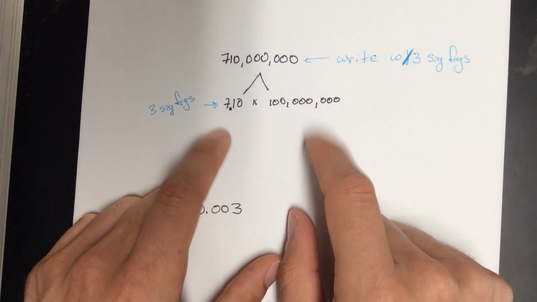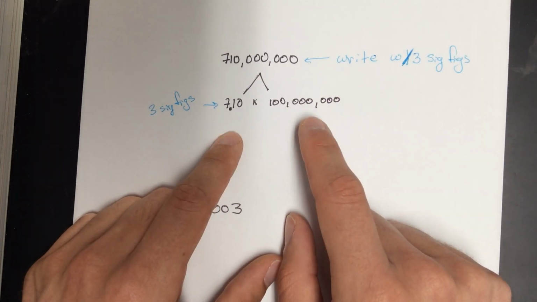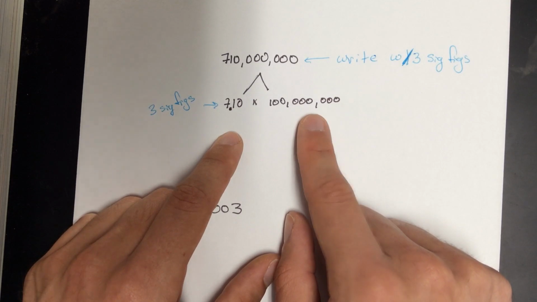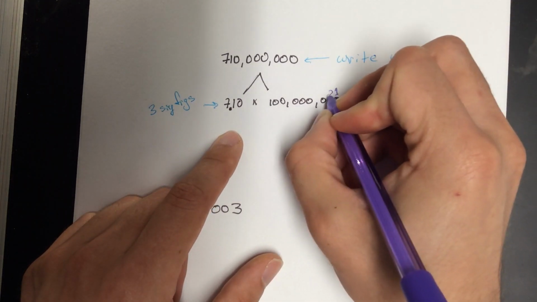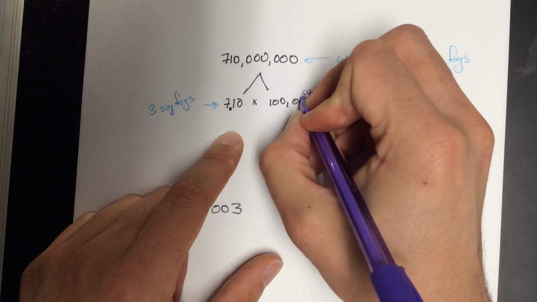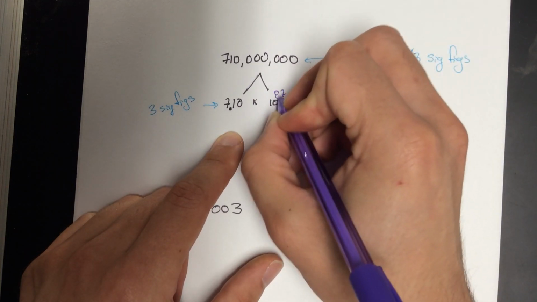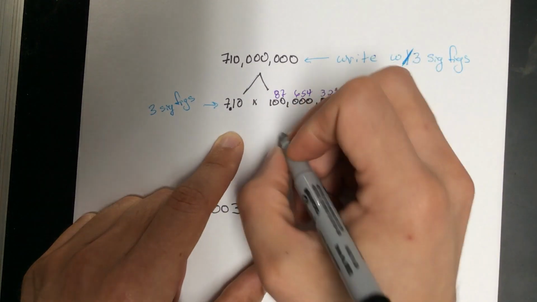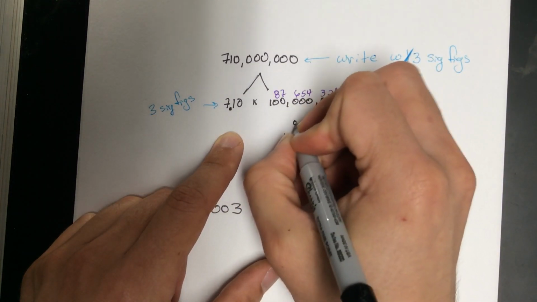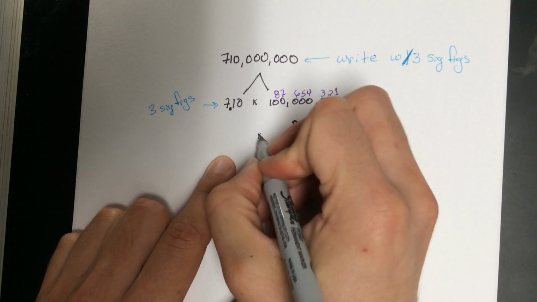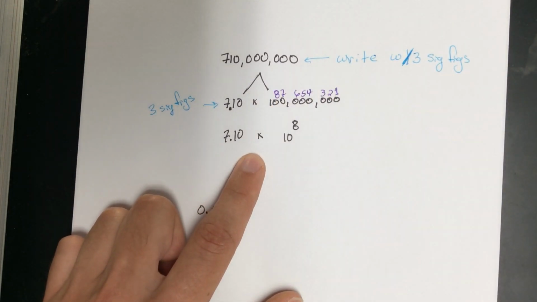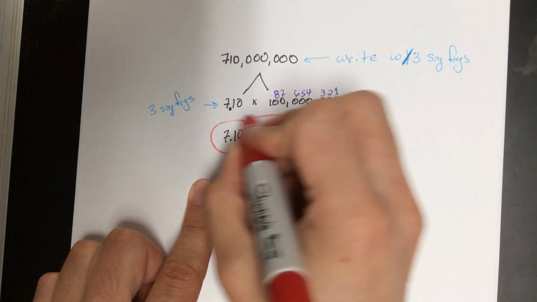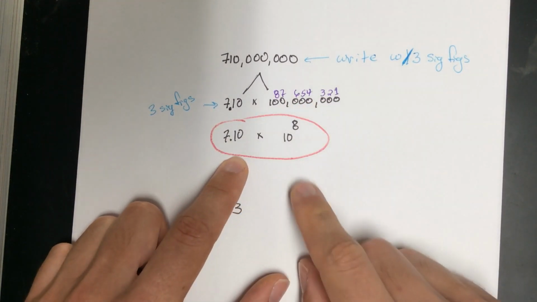So before we can say that we're done, we're going to need to collapse these non-significant digits into a power of 10. So again, I'm going to count the zeros. 1, 2, 3, 4, 5, 6, 7, 8. And so I'm going to write this as 10 to the 8th power, and then bring down my significant figures. So here would be my final answer for this task, 7.10 times 10 to the 8th.